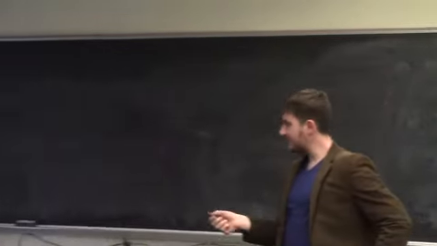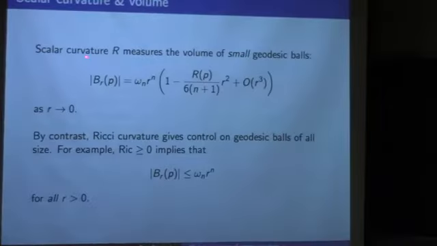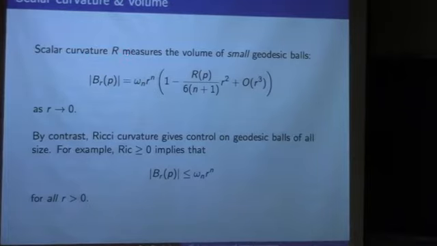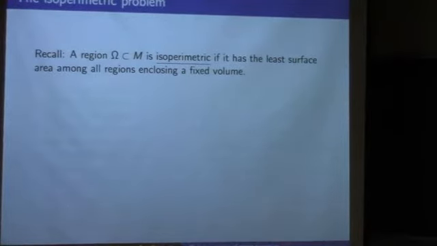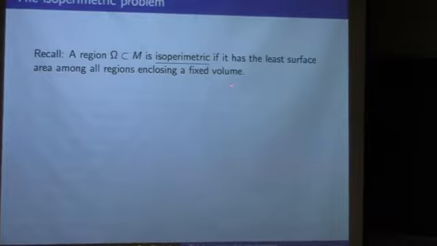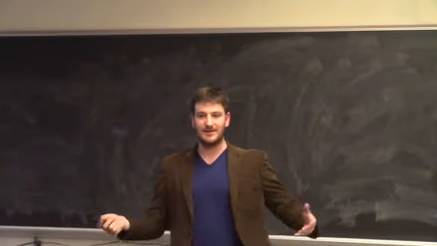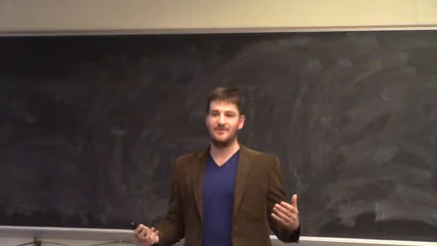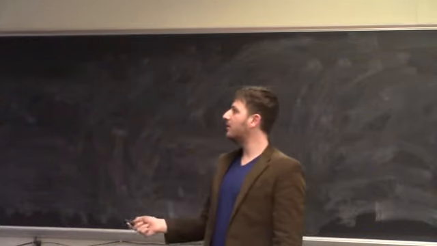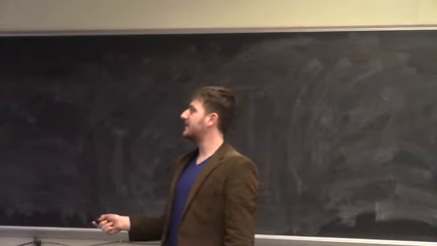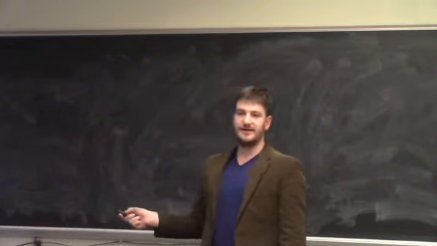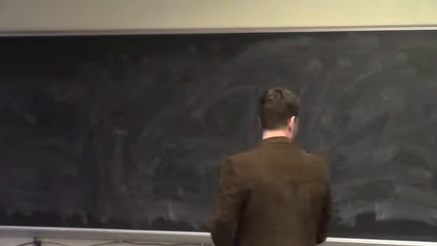So we just saw there's some relation between scalar curvature and volume. To continue with our volume kick, I wanted to talk about the isoperimetric problem. I think the isoperimetric problem is quite a classical question in mathematics, at least in flat space. We say that a region is isoperimetric if it minimizes the surface area among regions enclosing a fixed volume. So I'll draw a picture.